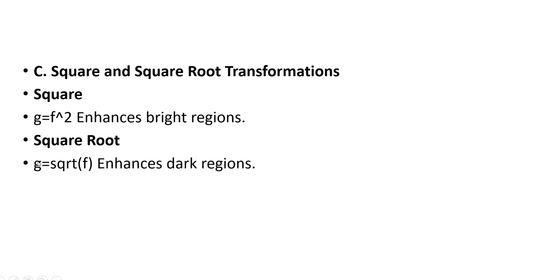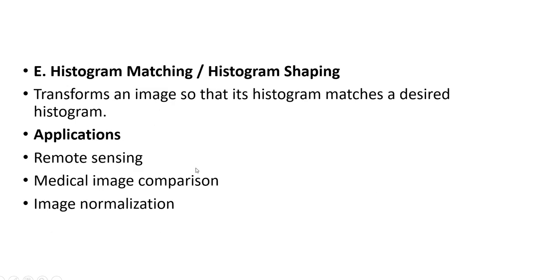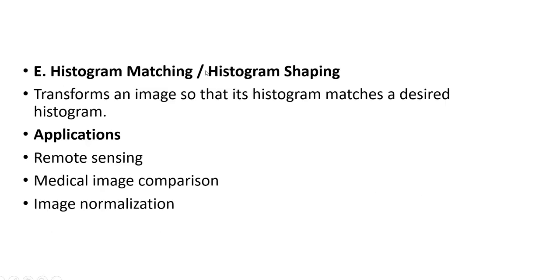Square and square root: performing the square of the pixel or the square root. If I perform the square, then it will brighten up. If I perform the square root, it will darken. Histogram equalization is one non-linear operation which we have seen in the other video. Then there is histogram matching. It transforms an image so that its histogram matches a desired histogram. We will see one example for this.